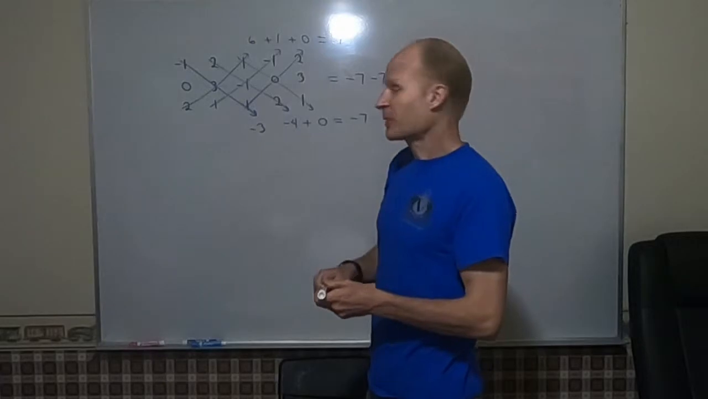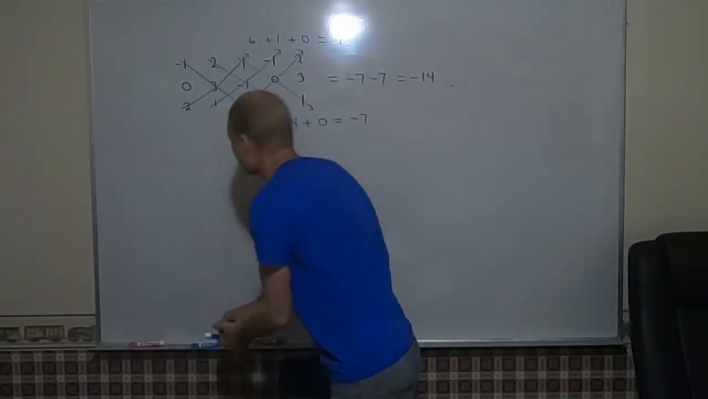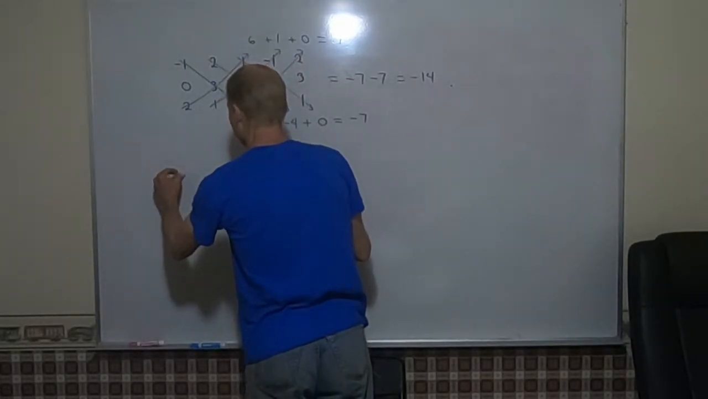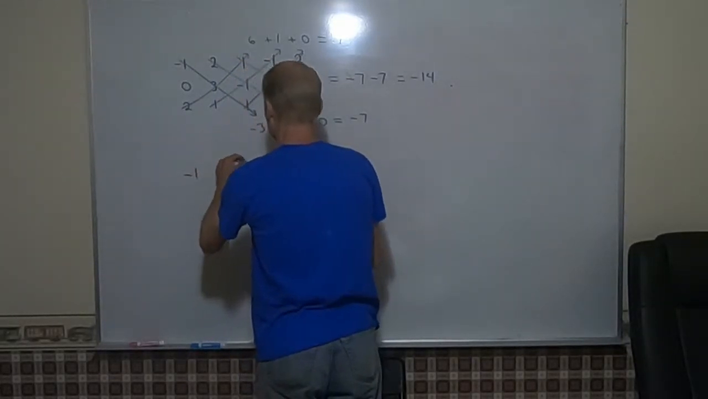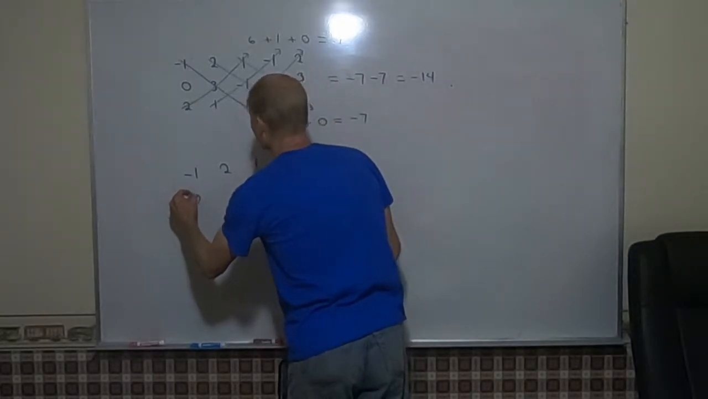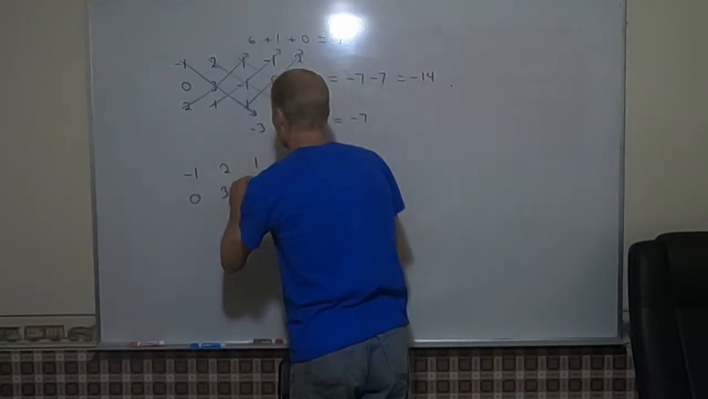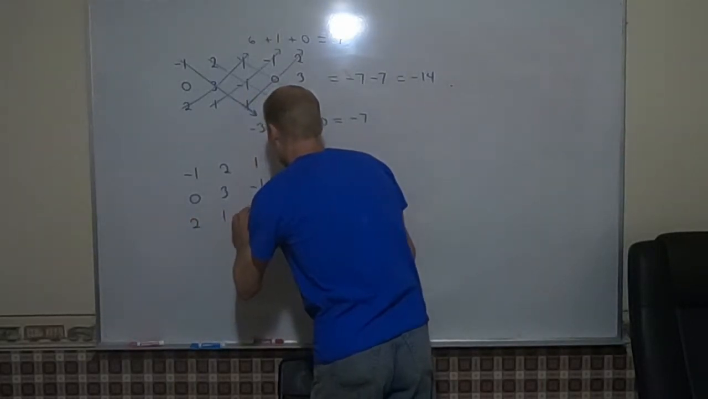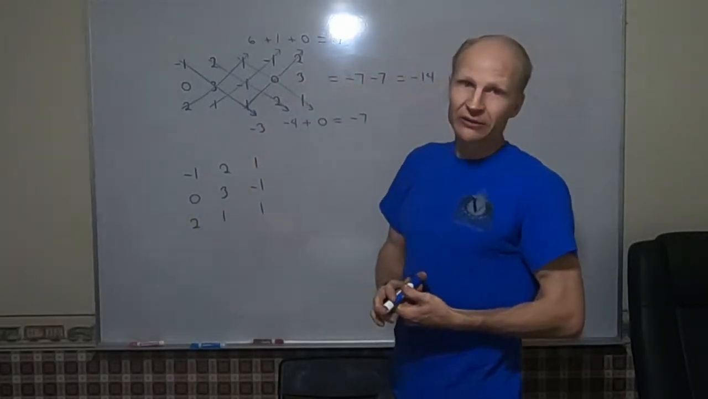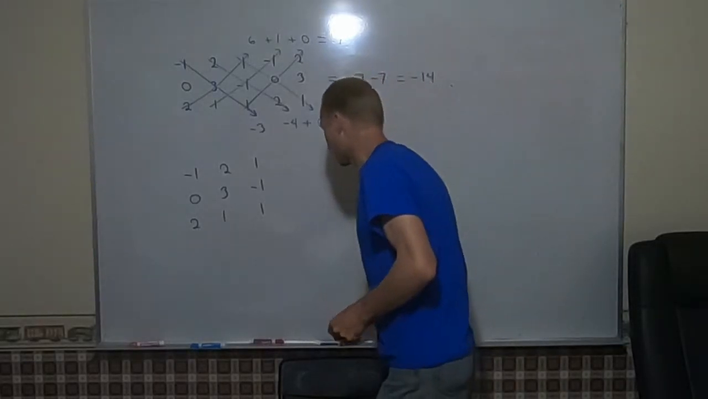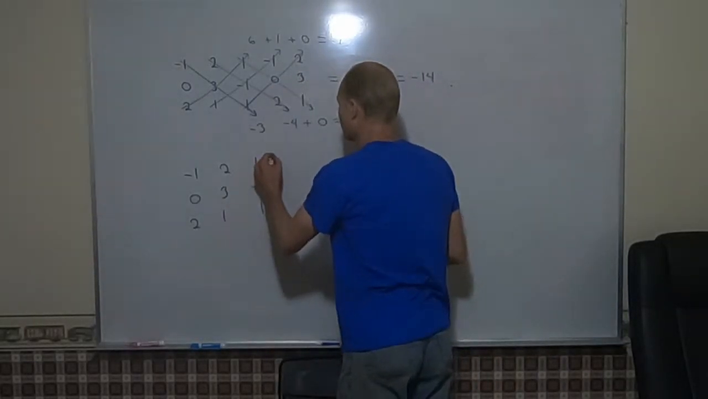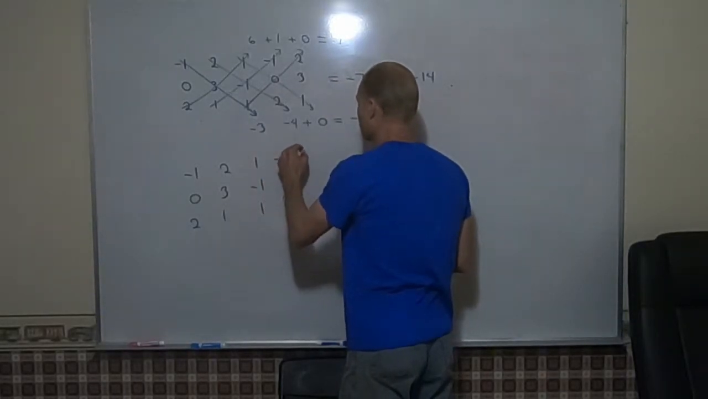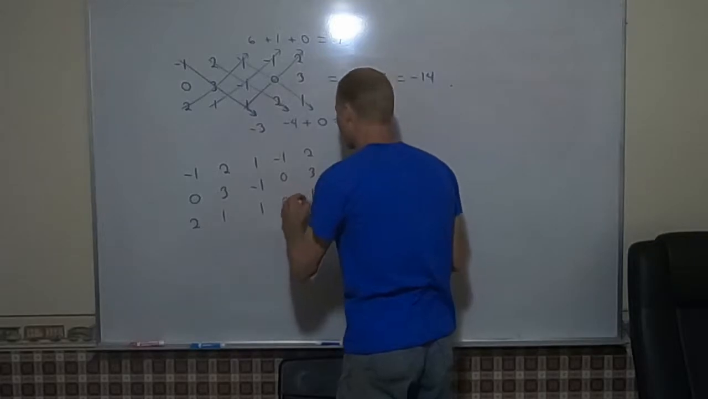Let's go ahead and get our adjoint matrix. So what we're going to do is we're going to repeat our original matrix. We have 0, 3, negative 1, and 2, 1, 1. Now, just like last time, we're going to repeat the first two columns. So we're going to do that. Negative 1, 0, 2, 2, 3, 1.